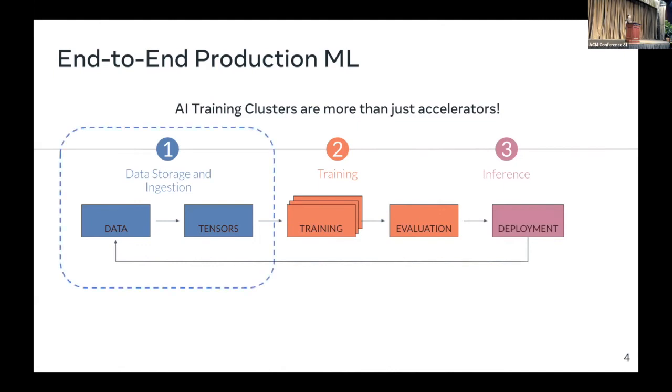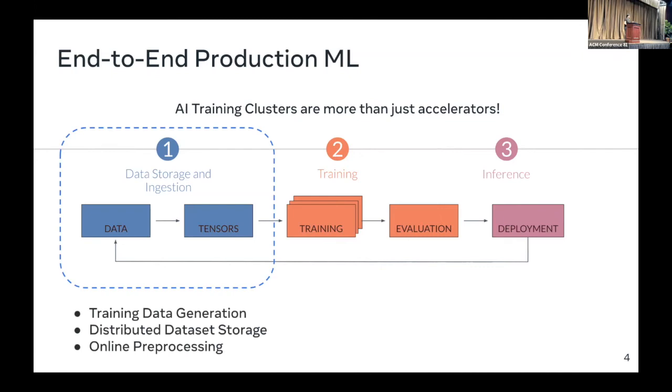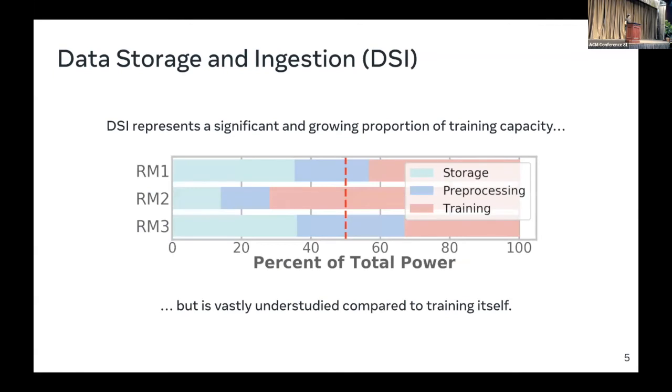But what I want to focus on today is this first component, the DSI, or data storage and ingestion pipeline. It consists of three main things: data generation, storing it in a distributed manner, and then online pre-processing during training.